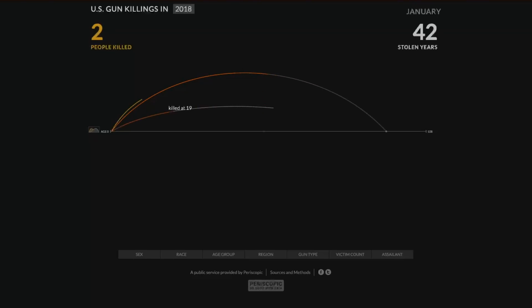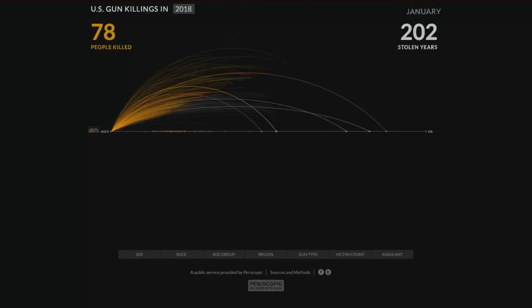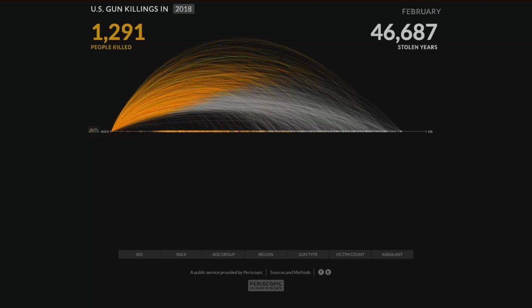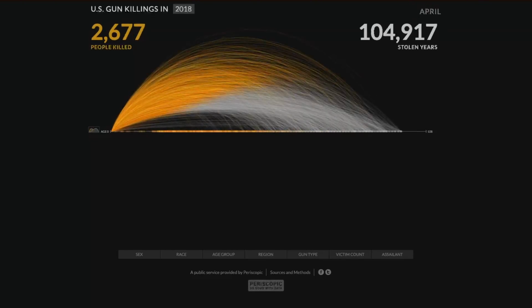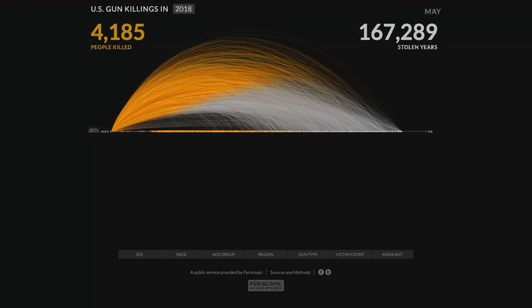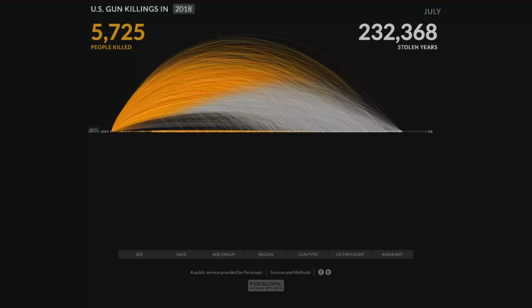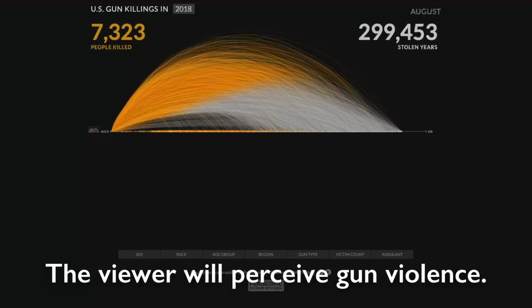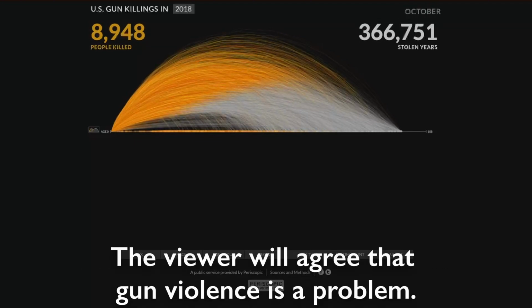The encoded data is not just how many people were killed, but a calculation of how many years they could have lived, which was stolen from them. The purpose of this is not cognitive, but it is affective. I could describe an affective goal such as the viewer will perceive gun violence, or the viewer will agree that gun violence is a problem.